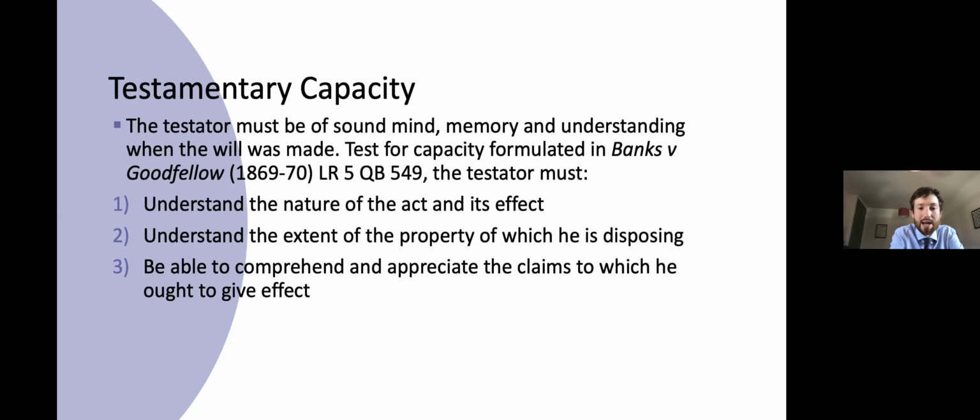Thirdly, be able to comprehend and appreciate the claims to which you ought to give effect. So be able to appreciate that different people will be expecting provision from the estate, so often spouses, children, other members of the family, close friends, etc. And to be able to weigh up and make a choice as to who ought to benefit from his estate, and vice versa, who should be excluded from the will. So there must be an element of being able to choose between different beneficiaries.